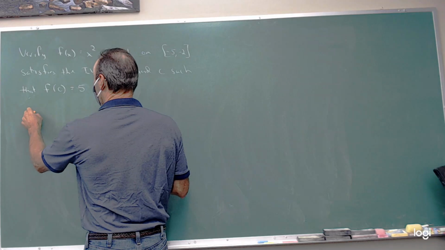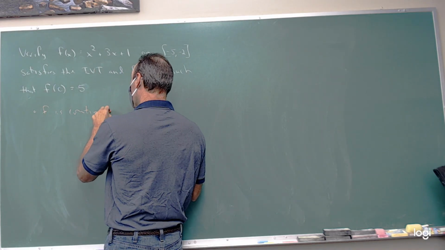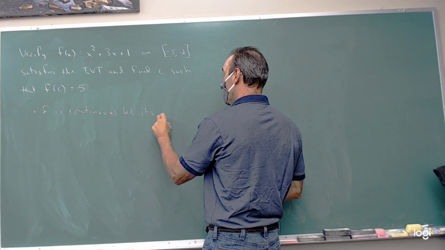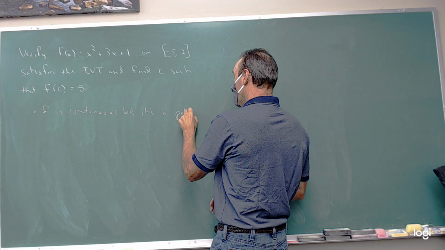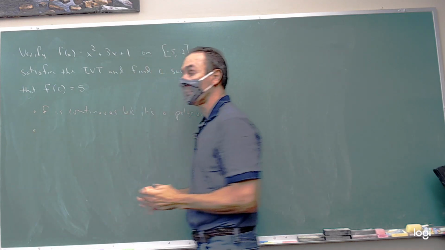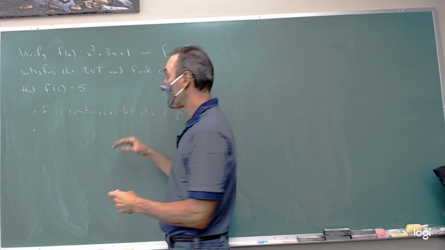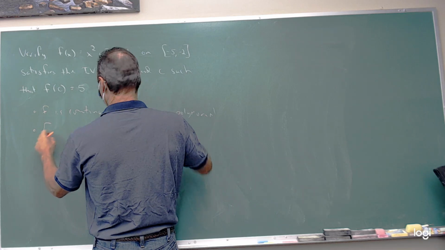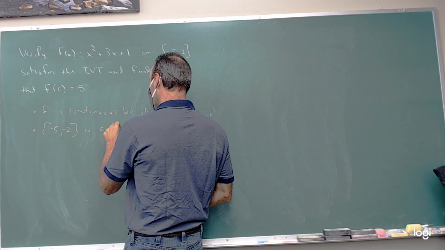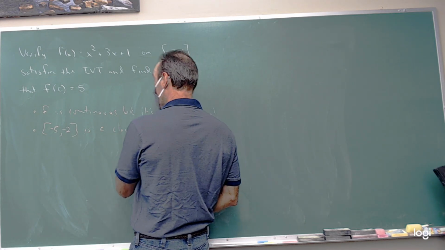So the first one is that f is continuous, and we know that because it's a polynomial. The second condition is that you have a closed interval, and you can see that because of the bracket. So you can just say [-5, -2] is a closed interval. And the third condition is what?